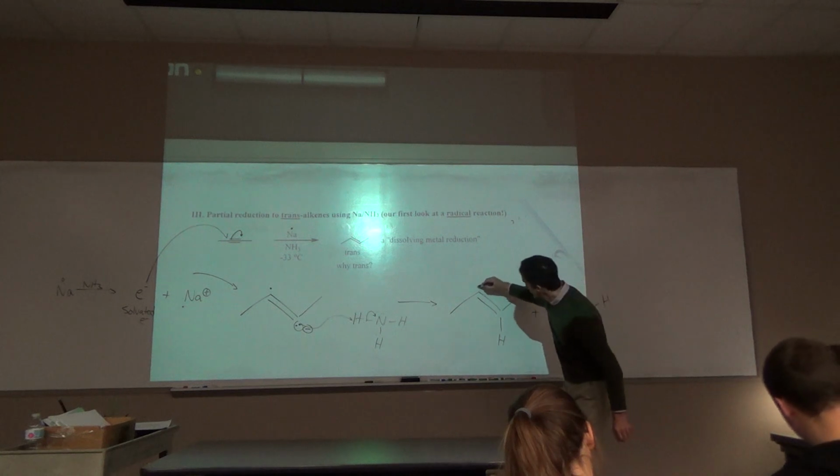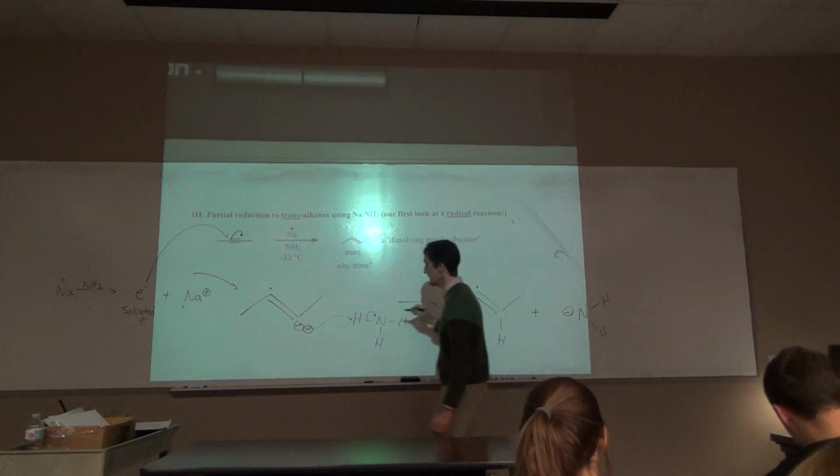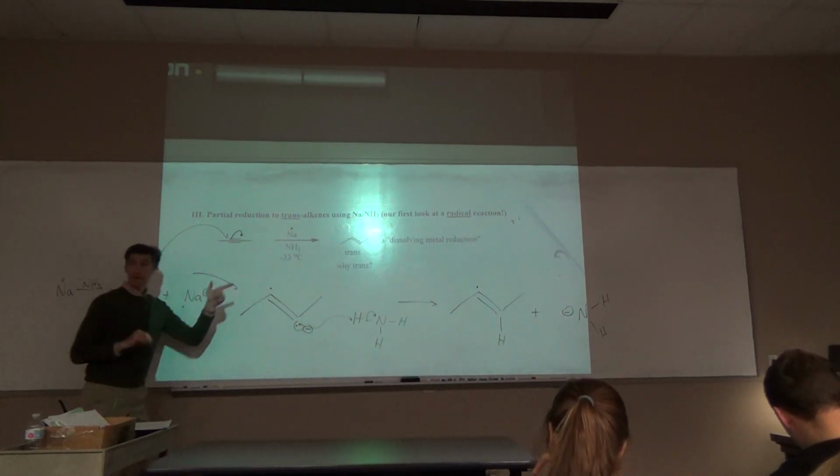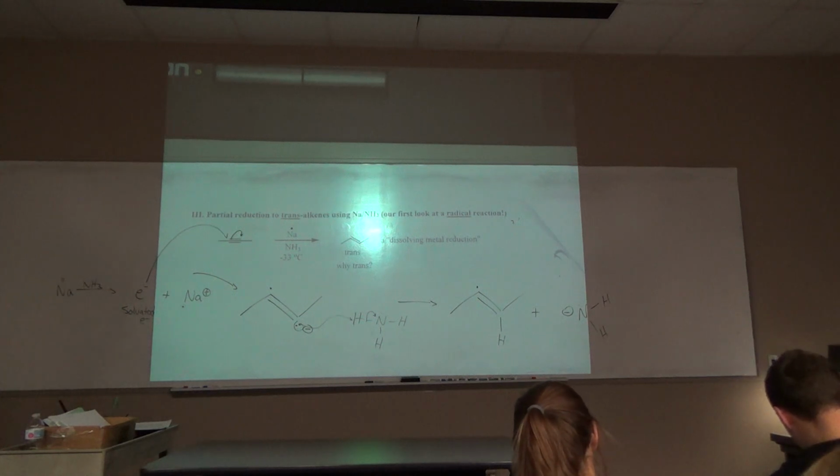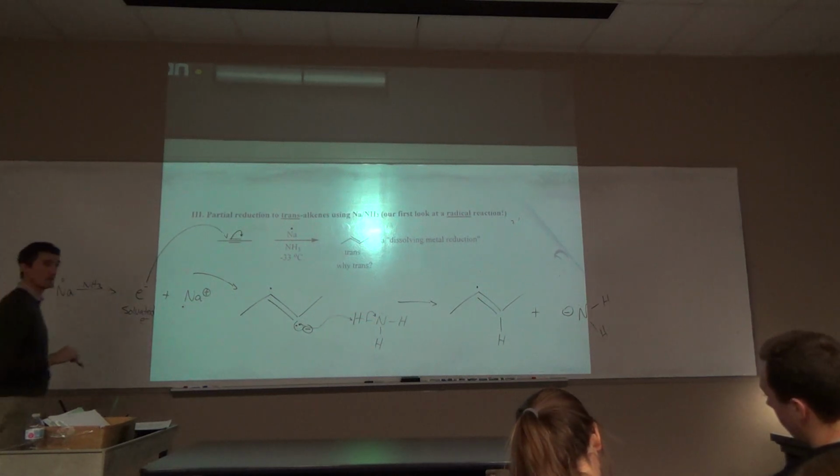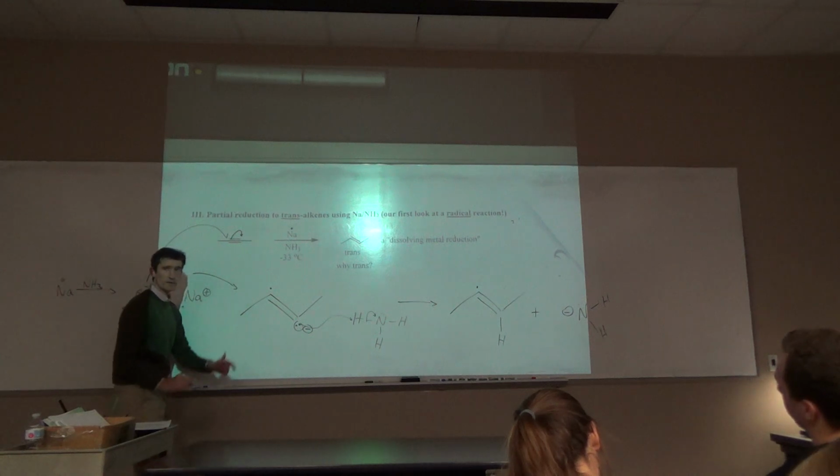Let's not forget our radical over here. By the way, what do you call something with a single electron? A radical. A single unpaired electron. It's called a radical.